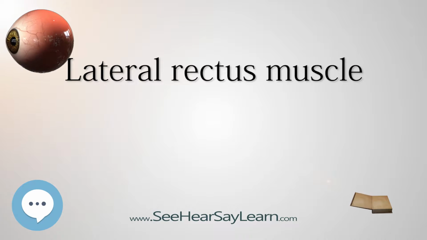The lateral rectus muscle is a muscle on the lateral side of the eyeball in the orbit. It is one of 6 extraocular muscles that control the movements of the eye. The lateral rectus muscle is responsible for lateral movement of the eyeball, specifically abduction.